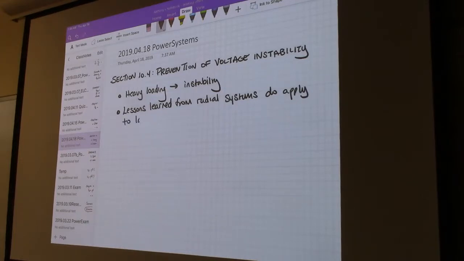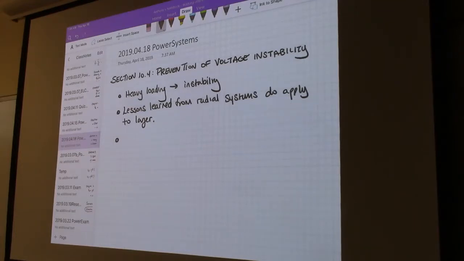and this is what I was talking about before. The lessons that we learn from this radial system do apply to larger systems, but in more of a qualitative manner, describing the general behavior of the system. We're not going to be able to draw the nose curve for every single bus in the system, at least not in any practical way.